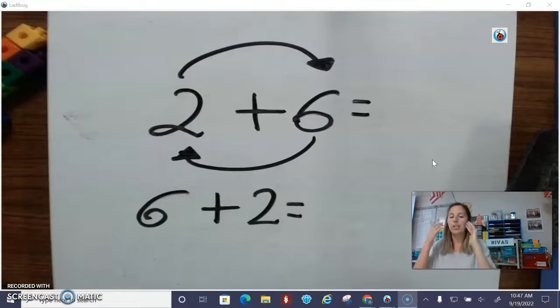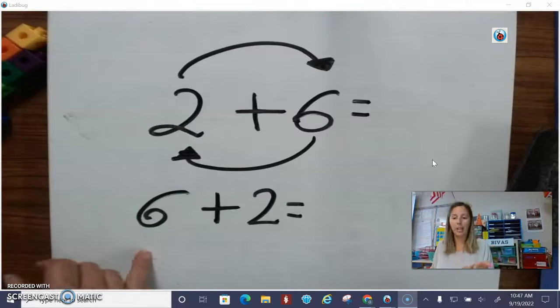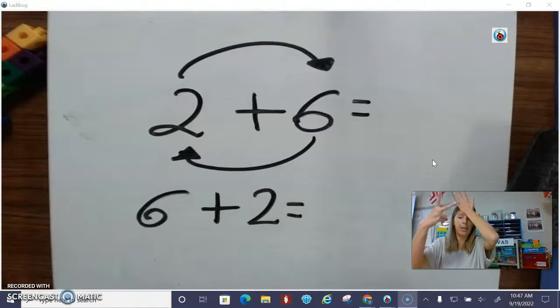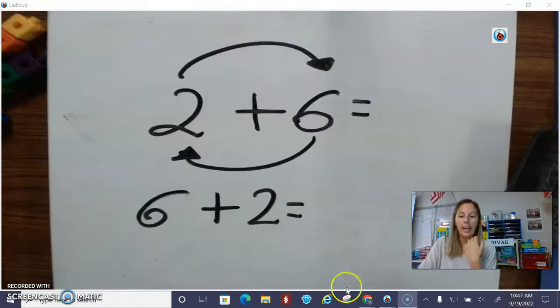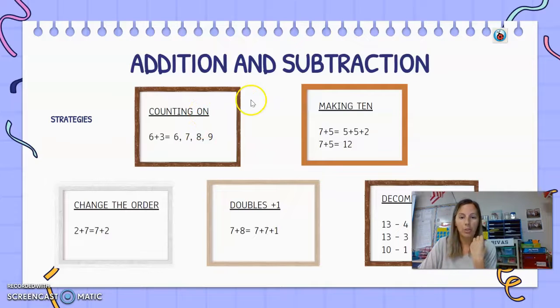Because at the beginning in first grade, they're going to try to use their fingers to count. But they're going to try to put both numbers in their fingers. They're going to go 1, 2, 3, 4, 5, 6, 7, 8. So instead of starting counting the 6, they don't need to do that, because they already know that I have 6 over here. So I put 6 in my head, and then I count on 2 more. And so I have counting on, making 10, change the order, doubles plus 1, and then decomposing.